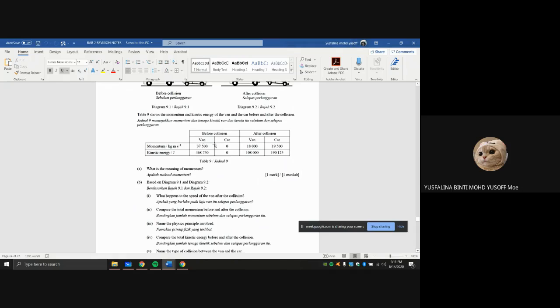So for momentum, you get 37,500 plus 0, so you still get 37,500. And then when you add the total momentum after the collision, 18,000 plus 39,500, you get 57,500. So the total momentum before and after the collision is the same.